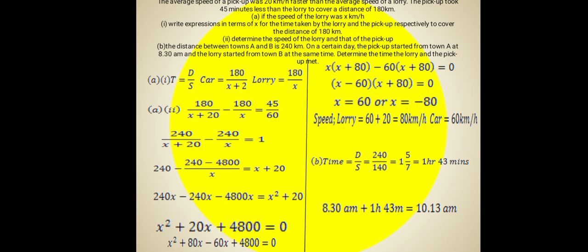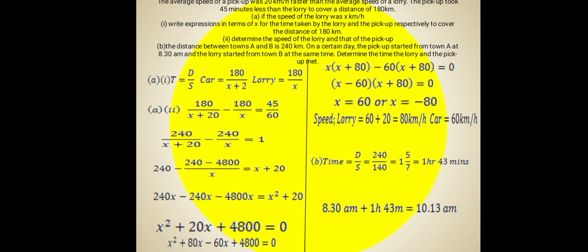The average speed of a pickup is 20 km per hour faster than the average speed of a lorry. The pickup took 45 minutes less than the lorry to cover a distance of 180 km. A. If the speed of the lorry was x km per hour, 1. Write expressions in terms of x for the time taken by the lorry and the pickup respectively to cover the distance of 180 km. 2. Determine the speed of the lorry and that of the pickup.